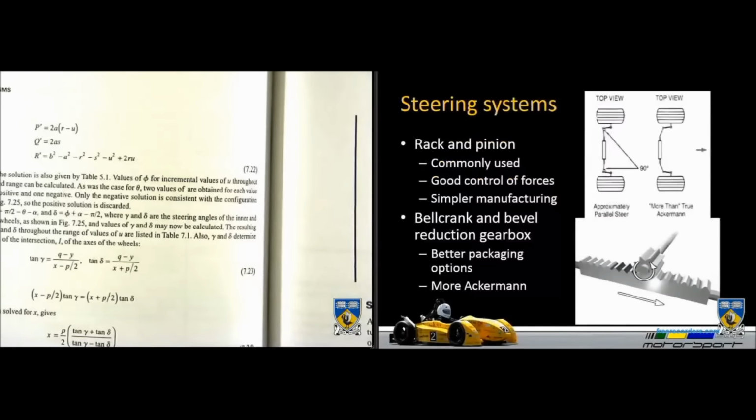Okay, so a few different steering systems. So rack and pinion, most commonly used. It's good at controlling forces and it's quite simple to manufacture. It involves a straight gear on the bottom and obviously a normal gear on the top. You can see your steering wheel input puts a rotation in and the output is a linear movement.